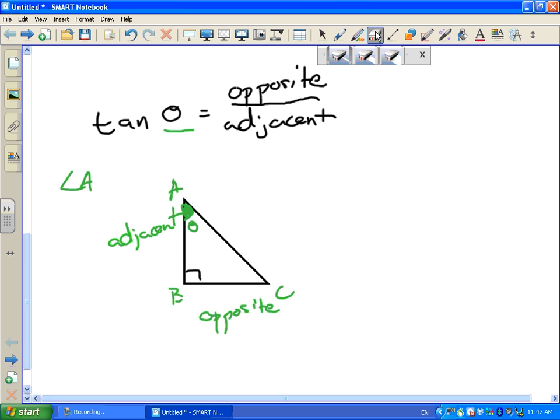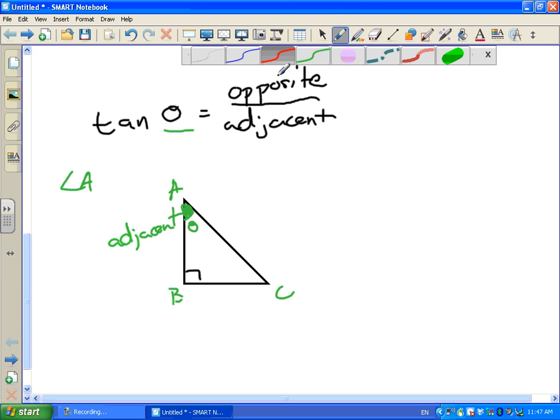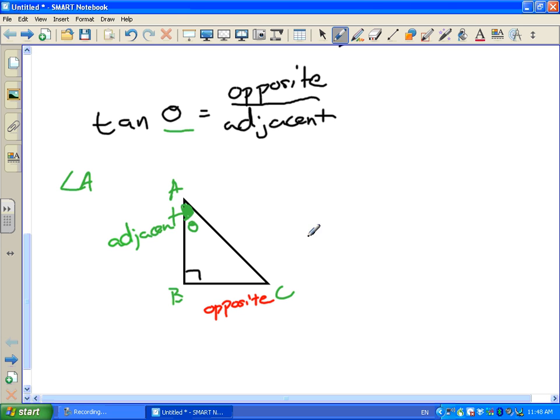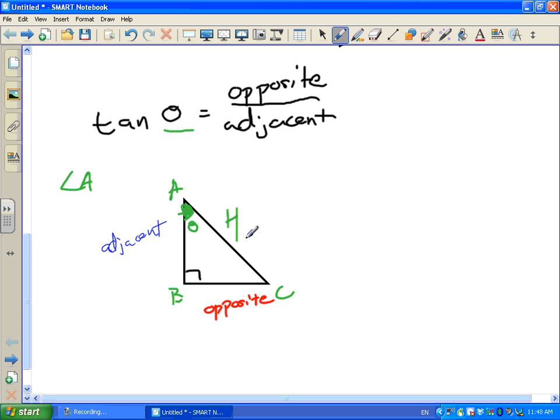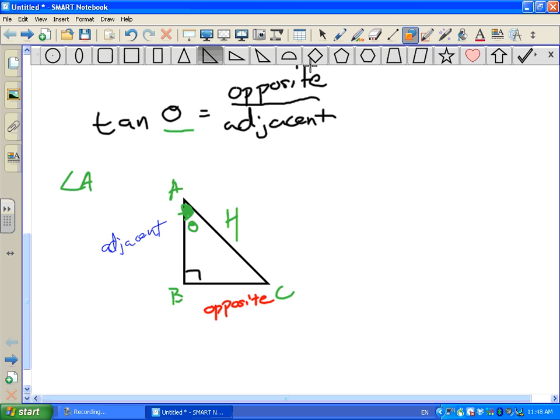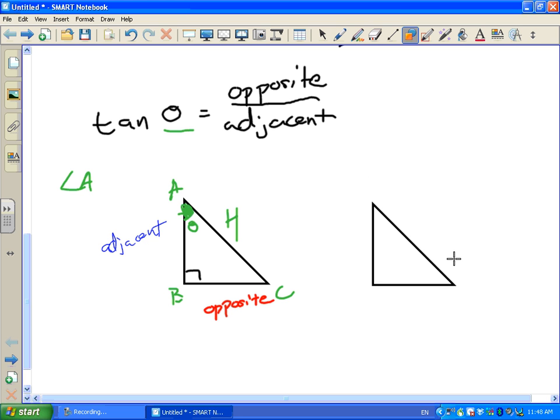You know what? Maybe we'll give some color to these. We'll call opposite red always. Adjacent could be blue. Which means the only other side of this is our hypotenuse. I'll give it an H. Now, this is where it becomes not difficult. This is where most people screw up.